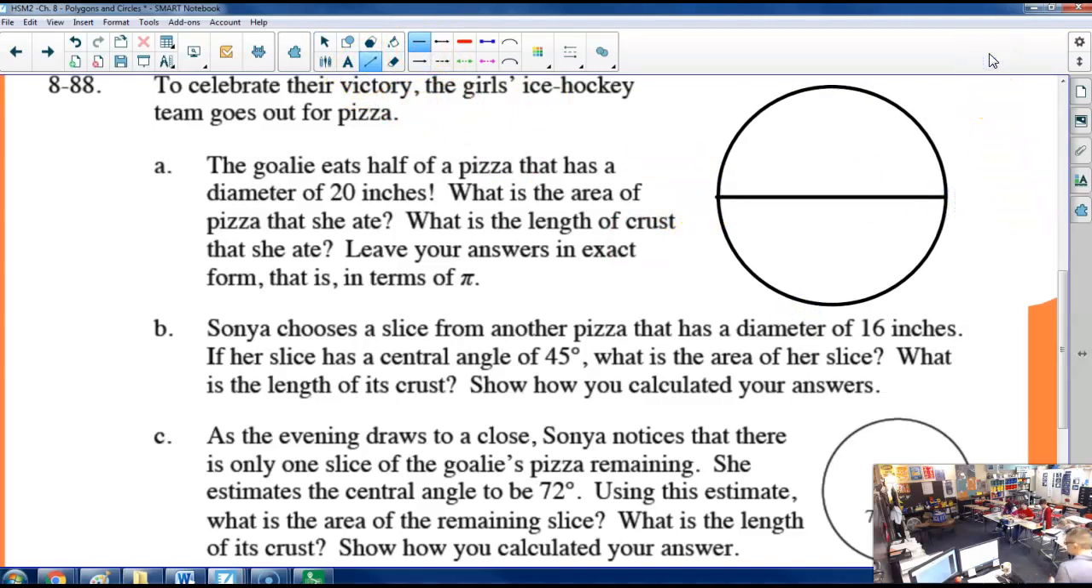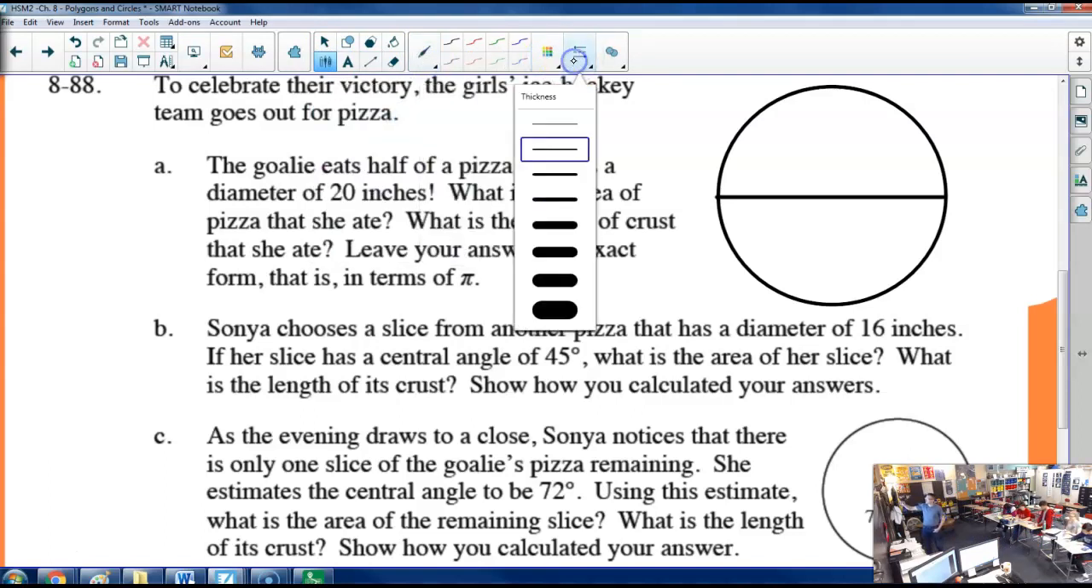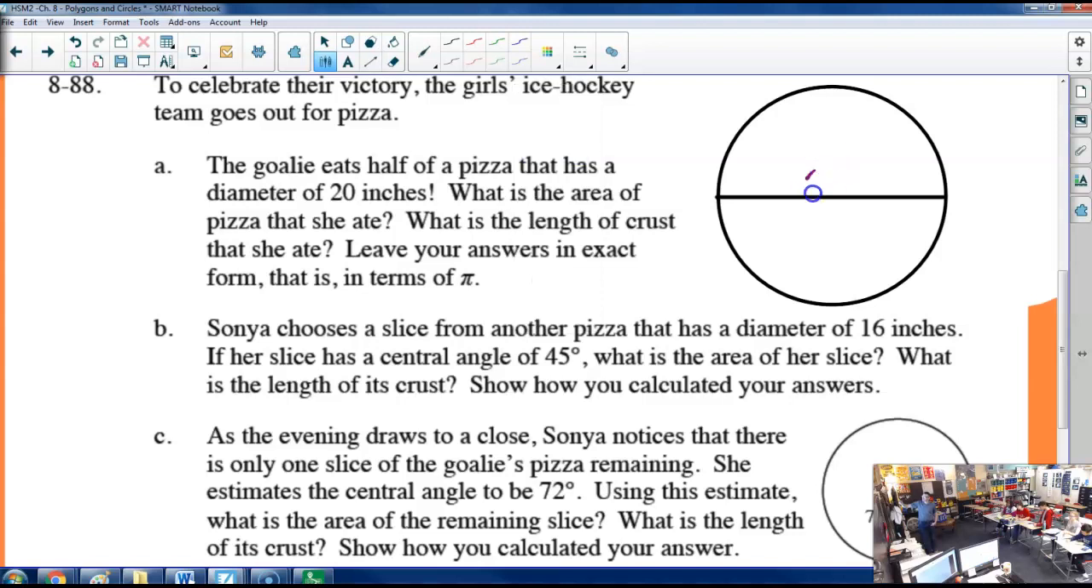So the area. Area of pi r squared. Yeah, that's a big piece. Yeah, a 20-inch pizza, and then she eats half of it. Ooh. I mean, on a good night, I can probably eat half a pizza. No, too much pizza. Not good school pizza.